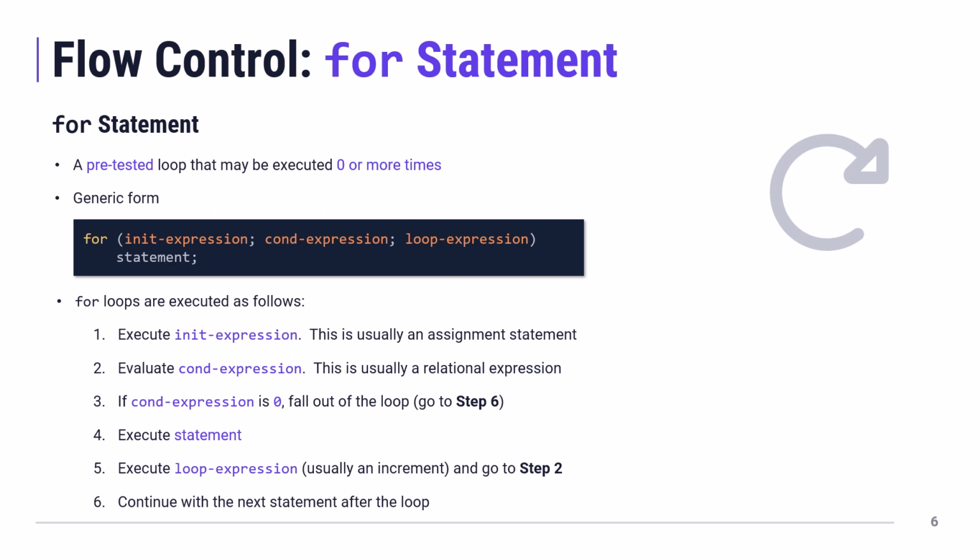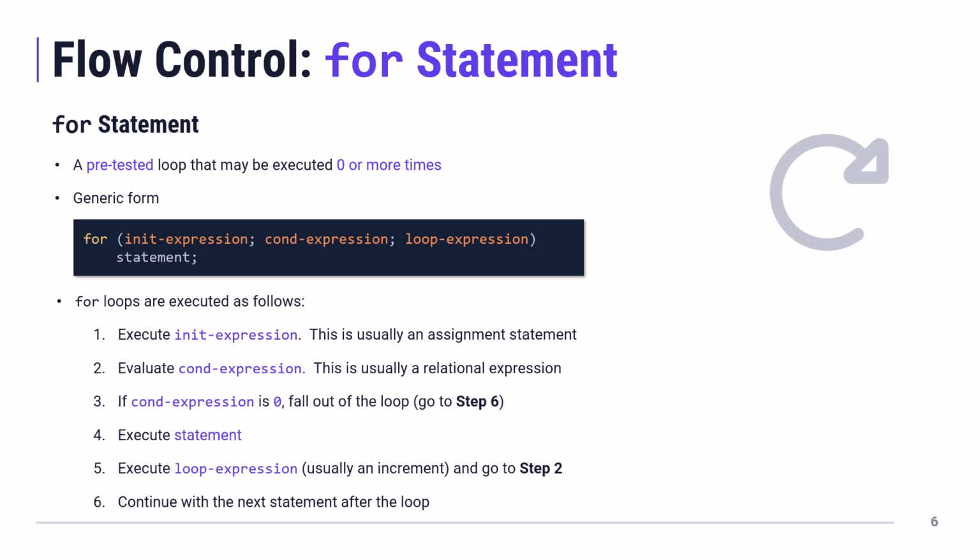They are pre-tested loops, so they may execute 0 or more times. Again, I think we're all familiar with for loops, but just to quickly go through it, we will execute the initializer expression first. This is generally going to be int i = 0, or initializing some sort of counter variable. We then evaluate the conditional expression. So is i less than 10 or something like that?